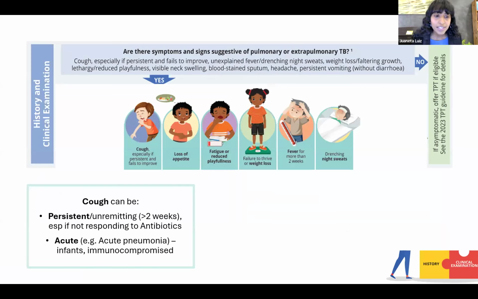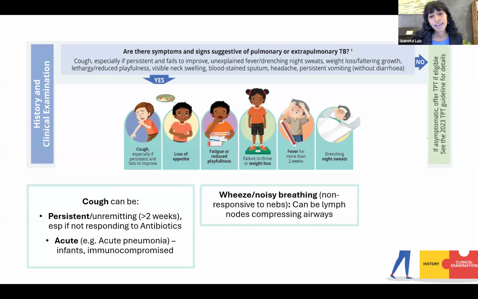And then just to highlight a few things, the cough, as you all know, can be persistent. If you leave a child for long enough with TB, they will have an unremitting cough, especially the coughs that don't respond to antibiotics. But also there's good evidence to show that children with pulmonary TB can present as an acute pneumonia in hospital, especially those that are infants or immune compromised. So it's important to keep that in mind and not exclude those with a short duration of symptoms.